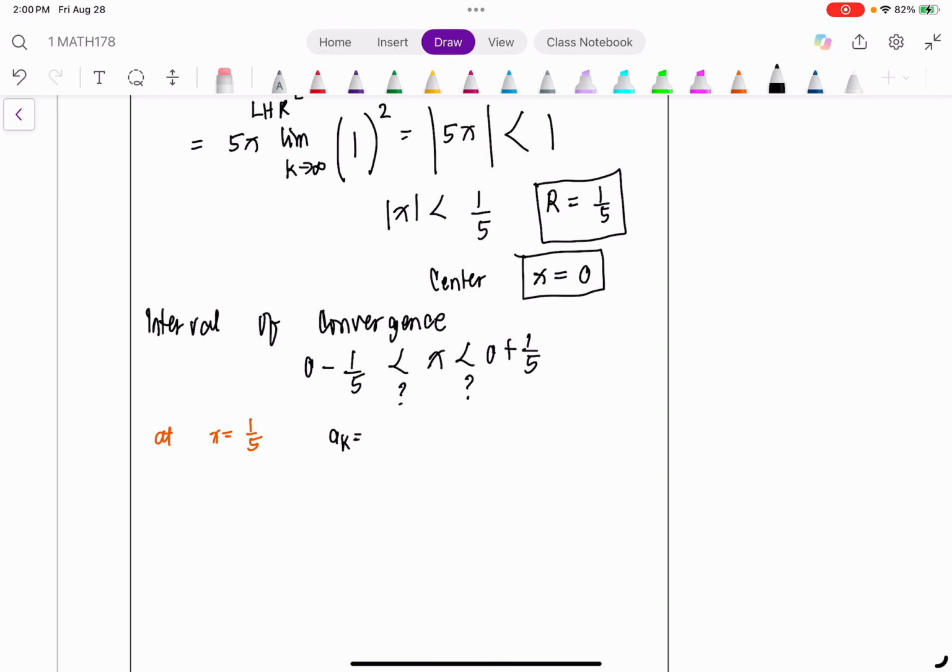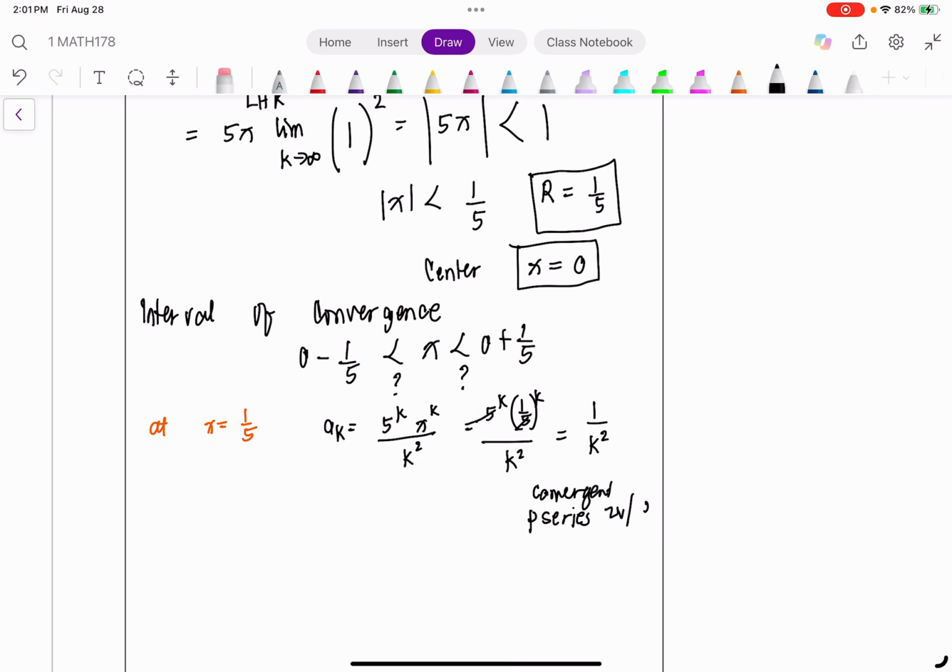So your a sub k would be 5 raised to k x raised to k over k squared. When x is 1 over 5, it would be 5 raised to k times 1 over 5 raised to k over k squared. So this would be 1 over k squared. And this is convergent because it is a p series with p equal to 2, greater than 1.